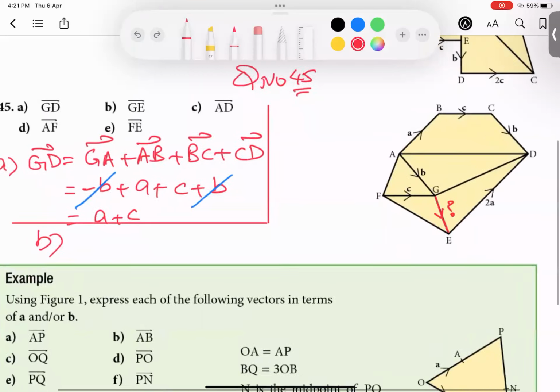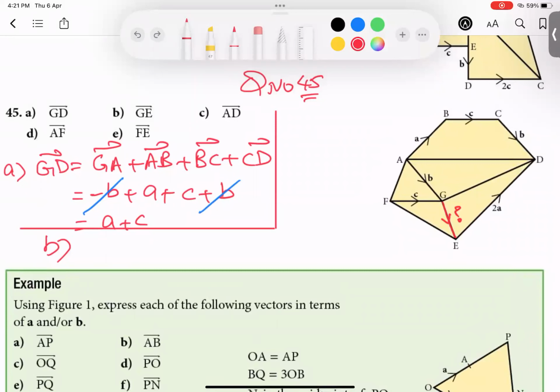So what is the path writing now? Because G to E is my question, I'm writing the path G to E. And what is the way to write it? G to D, D to E. So I'm writing the path G to D plus D to E. I hope you got the point.